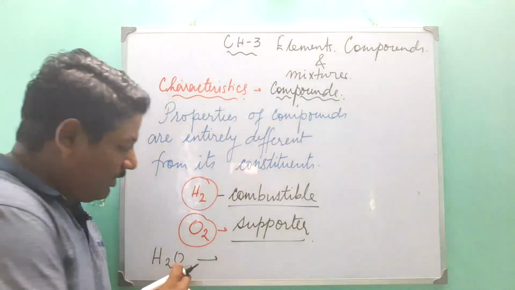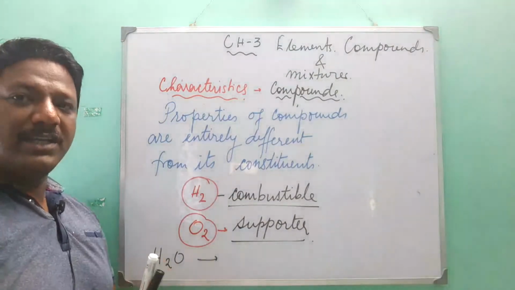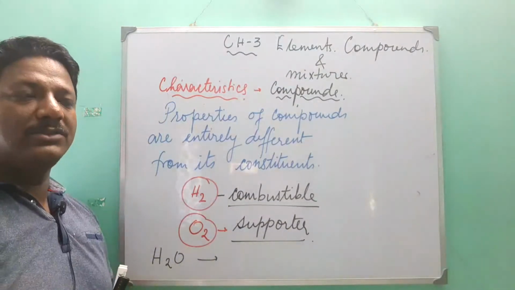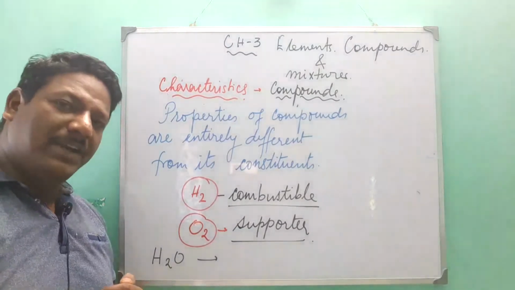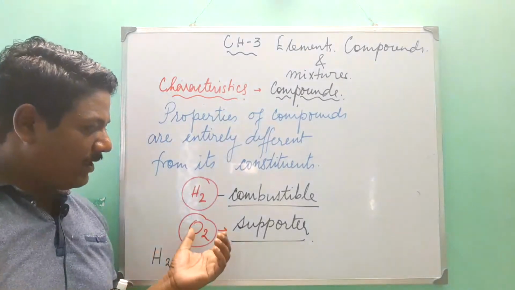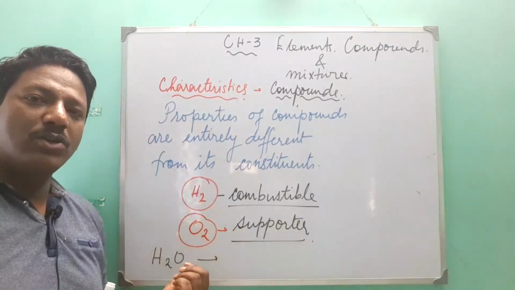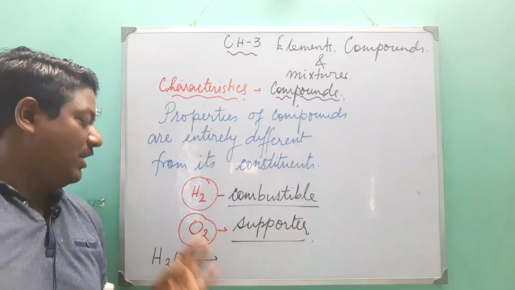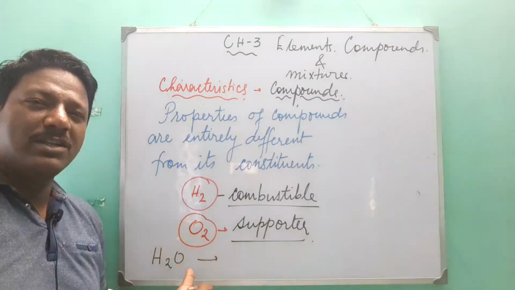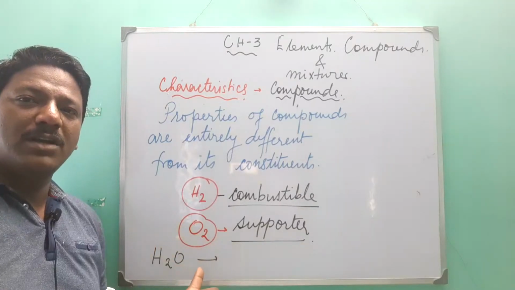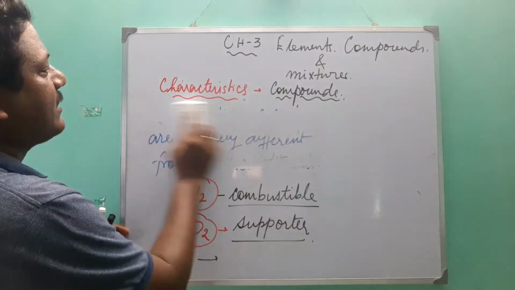So this proves the second characteristic of the compound, that the properties of compounds are entirely different from those of the constituent elements. Hydrogen is combustible, but after combining with oxygen, water is a compound which is not combustible. Oxygen is a supporter of combustion, but after combining with hydrogen, water is formed, a compound which is not a supporter of combustion. All right, let us go to the next characteristic.